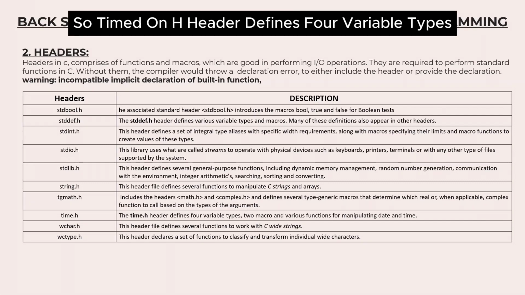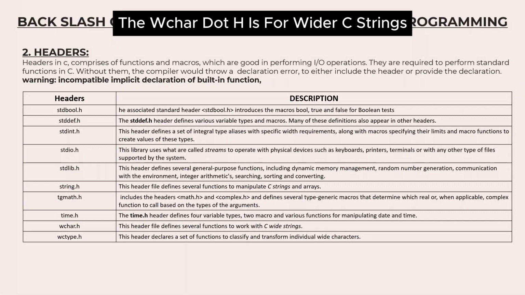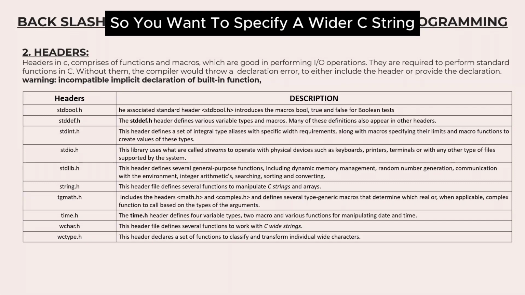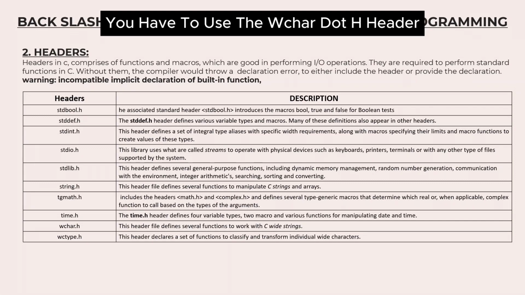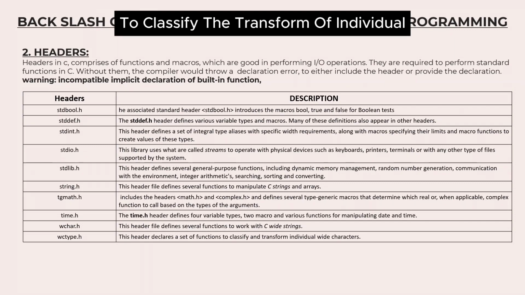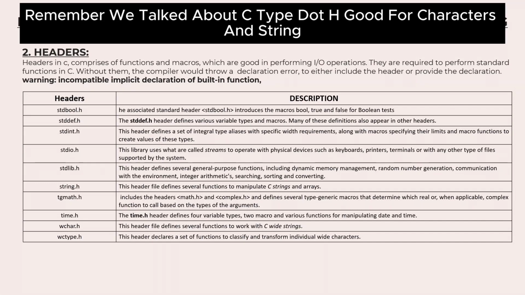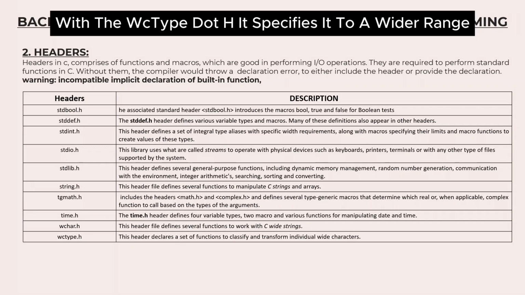The time.h header defines four variable types, two macros, and various functions for manipulating date and time. The wchar.h is for wider C strings. So if you want to specify a wider C string, you have to use the wchar.h header. And ctype is also a header that declares a set of functions to classify and transform individual wide characters. Remember, we talked about ctype.h, both for characters and strings. With wctype.h, it extends this to a wider range.